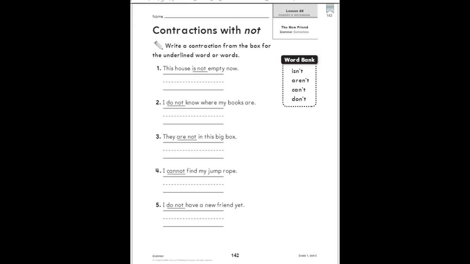Let's continue to practice with Reader's Notebook, page 142. You're going to do exactly what we just did on the projectable, except you can write on this copy, and you are going to write a contraction from this box for the words that are underlined in each sentence. All right, do your best, and make sure to have your learning adult check your work when you're finished.